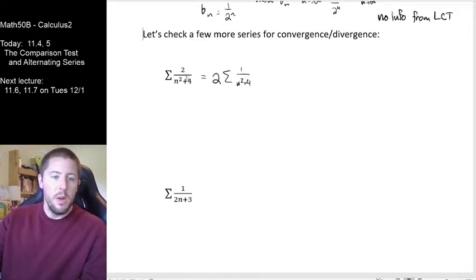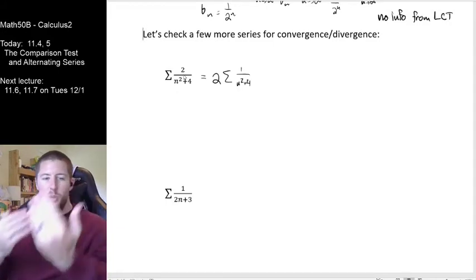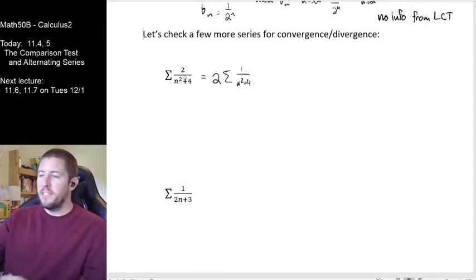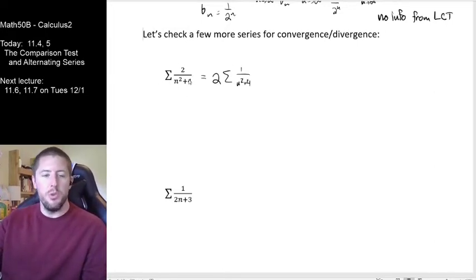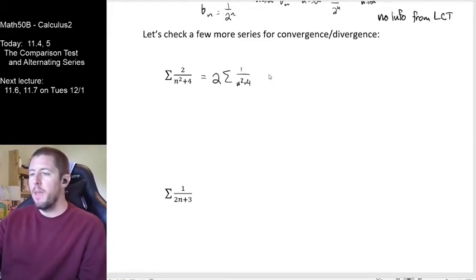Multiplying a number by 2 will never make it go from being finite to infinite, right? If this series converges, then so does this one. If this series diverges, then multiplying it by 2, this one will also still diverge, right? So whatever I know about the 1 in the numerator series will be equivalent convergence for the 2 in the numerator series.